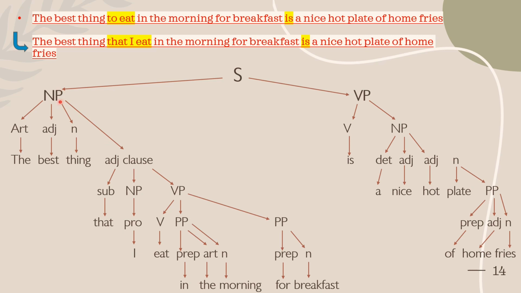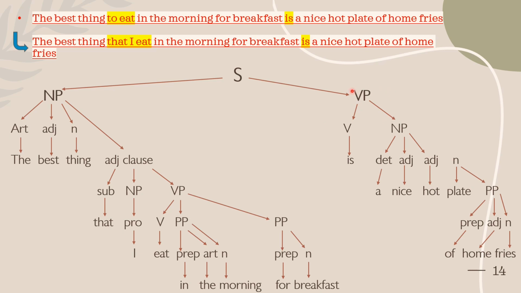It emerges from the noun phrase. The adjectival clause consists of a subordinator, which is that, noun phrase, which is a pronoun, I, verb phrase, which is eat, and this is considered the verb, and prepositional phrase, in the morning, in is the preposition, the is the article, morning is the noun, and another prepositional phrase, which is for breakfast. For is the preposition, breakfast is the noun.